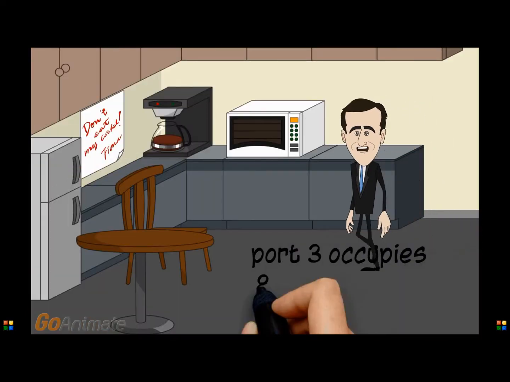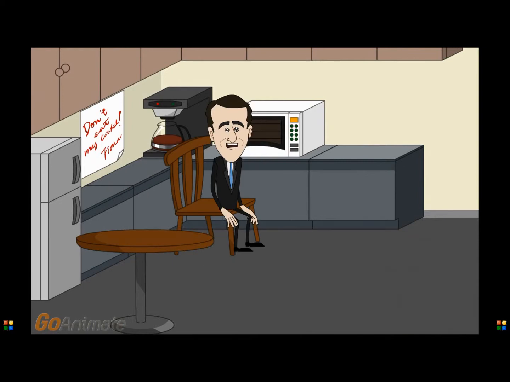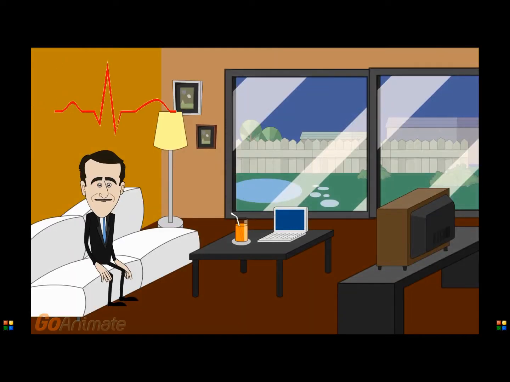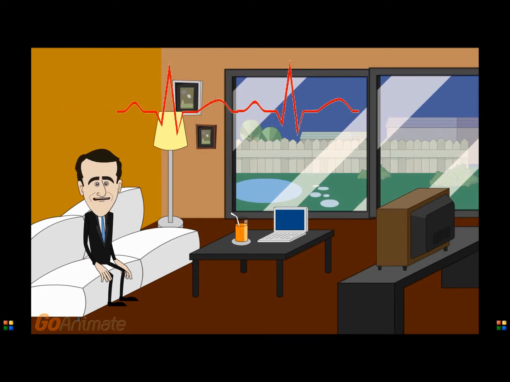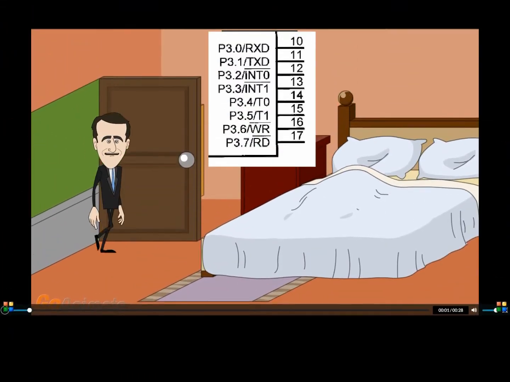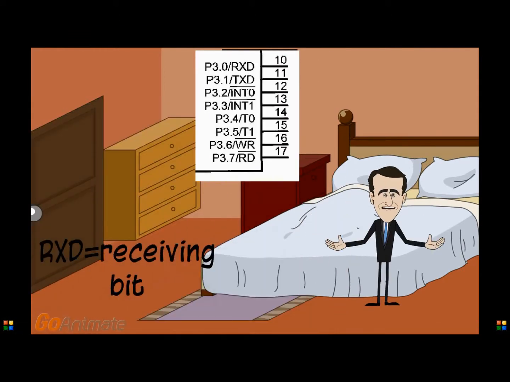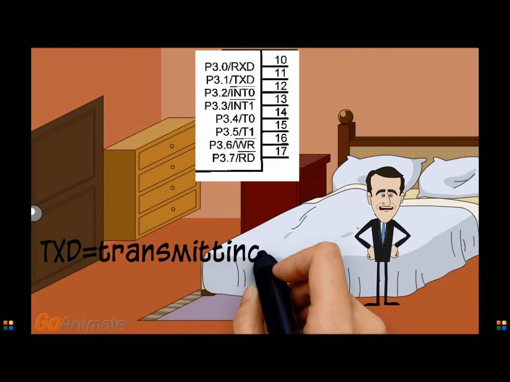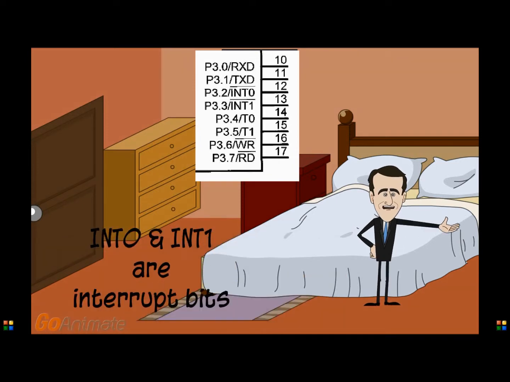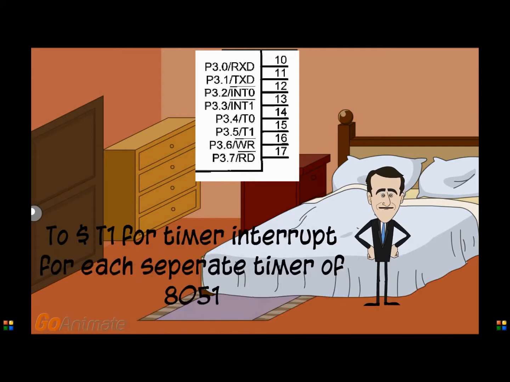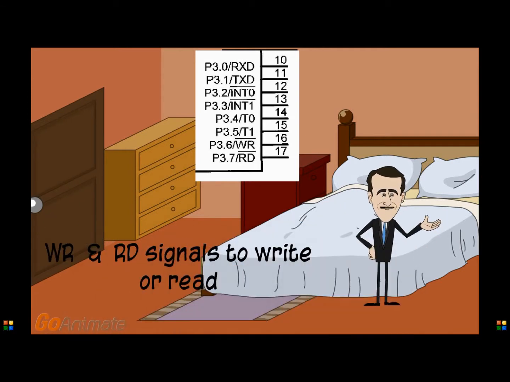Now talking about port 3, it can also be used as an input and output port like the other ports, but wait, there's one secret. Port 3 has some special and additional tasks to do. It is used for providing important signals. Here RXD is the receiving bit. TXD is the transmitting bit. INT0 and INT1 are external interrupt bits. T0 and T1 are timer pins. And finally we have the read and write signals.